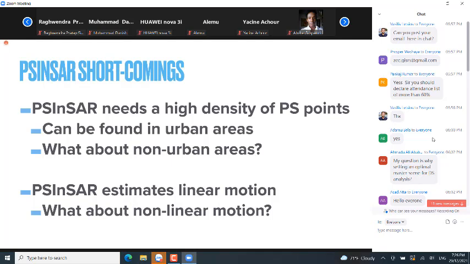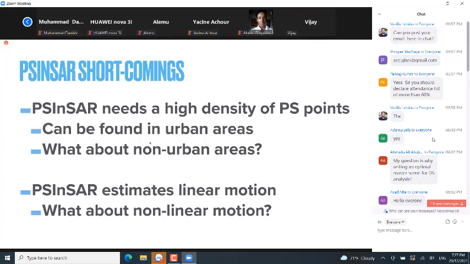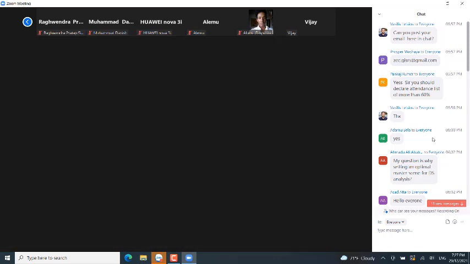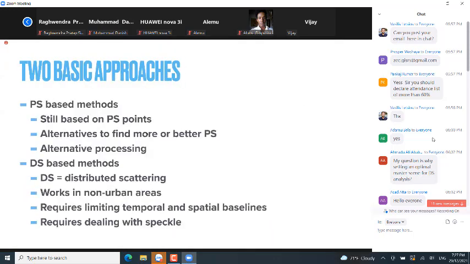We said, okay, InSAR is not really working very well with dense vegetation. What about PSI? Yeah, it's also not really working well. So what about these areas? What can we do there? Also, PS-InSAR estimates linear motion. What about nonlinear motion? Right. So these are, I think, important shortcomings that have all been addressed by methods developed after PS-InSAR or shortly after in some time.